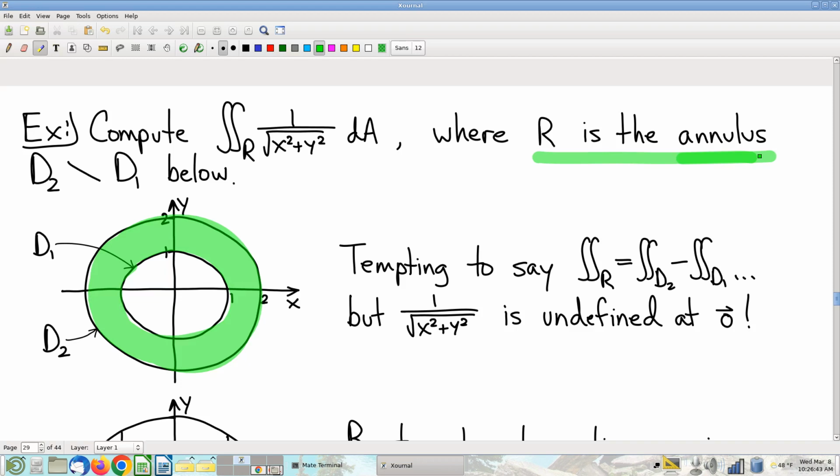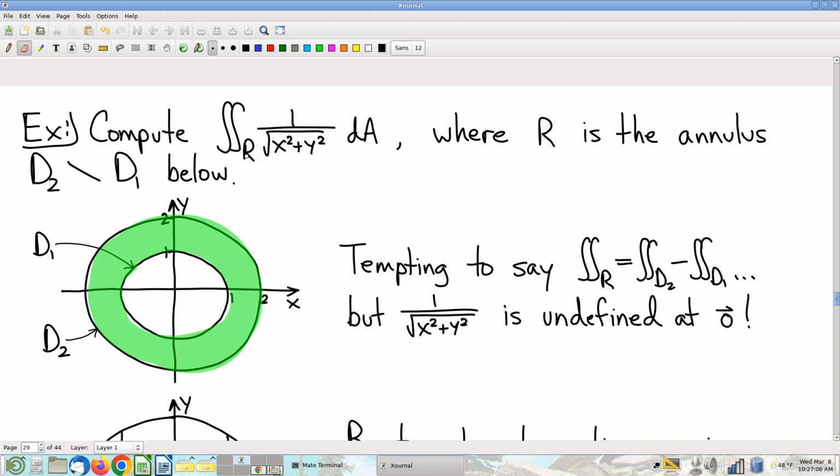This is kind of like a ring of some sort. I like to think of it as a moat. That just appeals to my sense of humor, I guess. So this is a moat around a castle or something, and that's our domain for our integral. I'm going to do an integral of this expression right here. Maybe I'm computing the amount of water in the moat. Whatever.